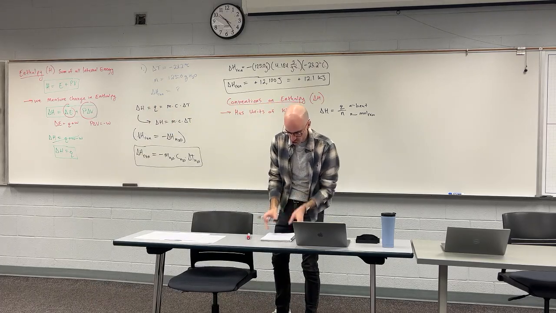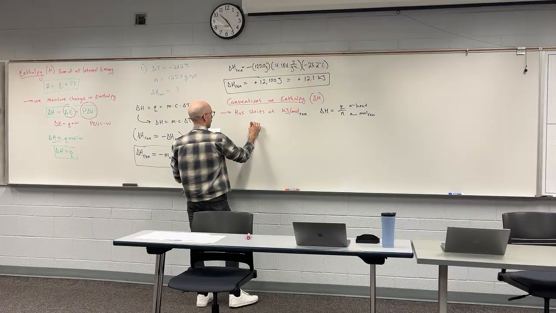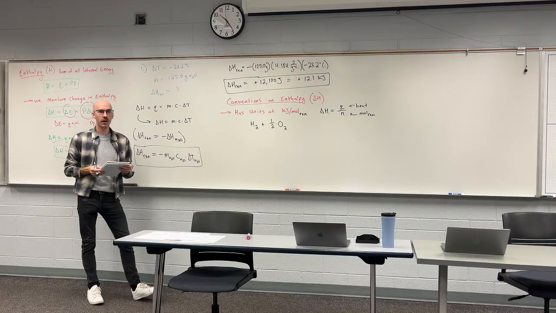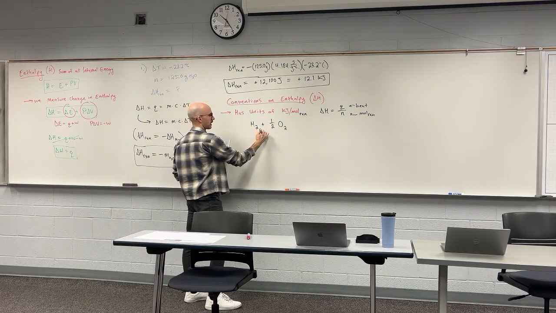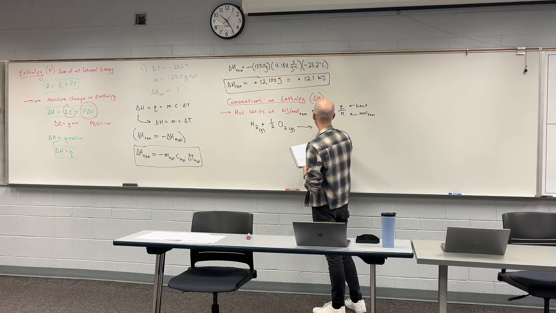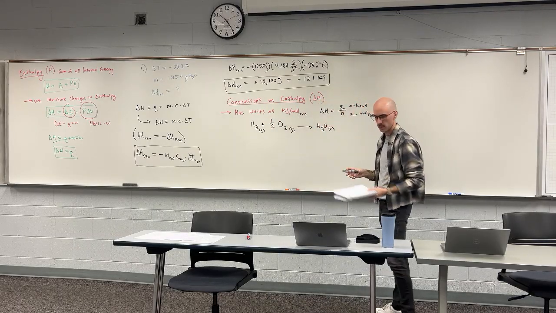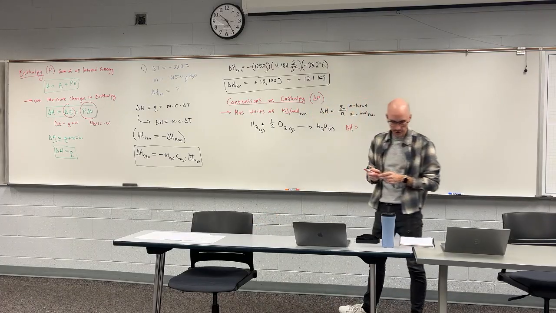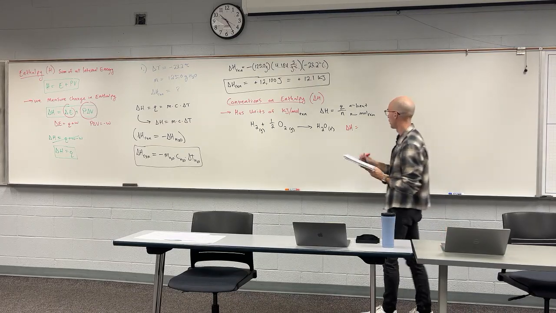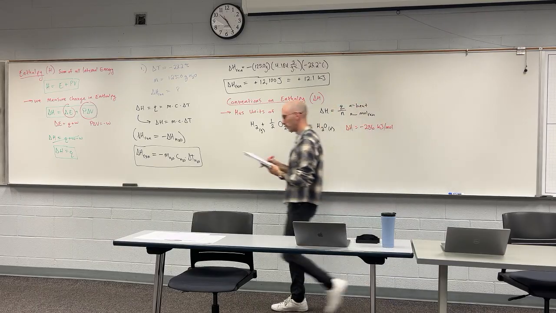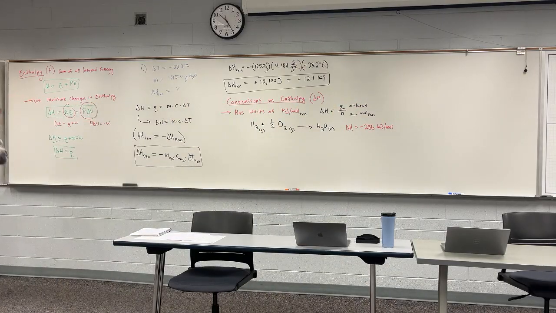When we burn H2, we say 1 mole of H2 reacts with half a mole of O2, and I'm forgetting my phases, but these are gas phases, to produce 1 mole of liquid water with an enthalpy, delta H equals negative 286 kilojoules per mole. Sometimes it's just written as negative 286 kilojoules.